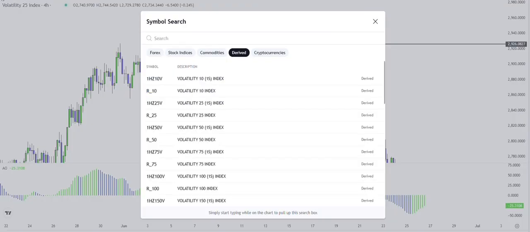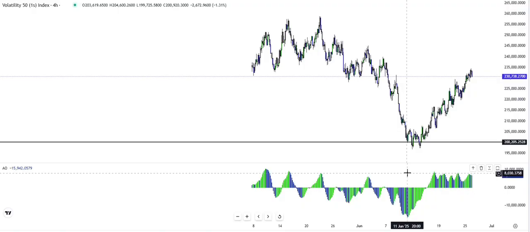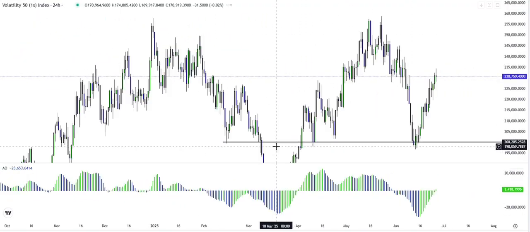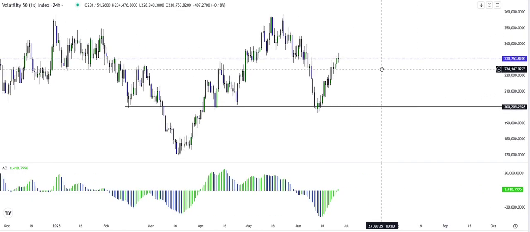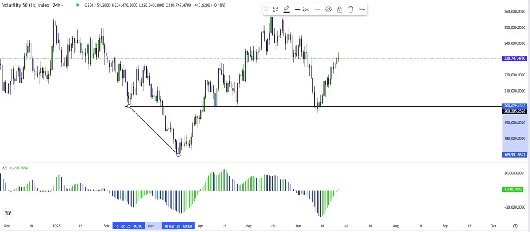The next trade that I took this month was for V51S. For this one here, it was a trade that I found on the daily time frame. On the daily time frame, as you can see, we have a break of structure and a change of character.